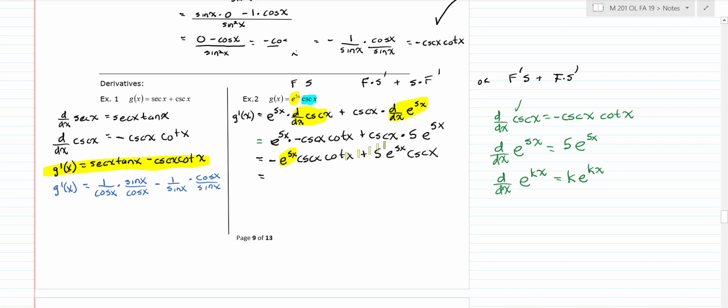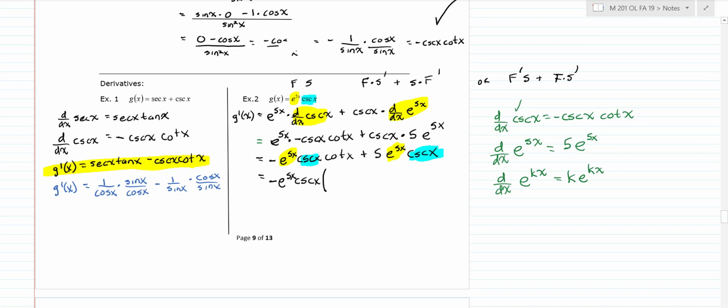So notice that e to the 5x is a common factor. And we also have a common factor of cosecant of x. Okay? I like to take a negative out if it's my first term. I mean, there's more than one way you can write the answer to this problem. So I'm just going to take a negative e to the 5x cosecant x out, and then write what I'm left.